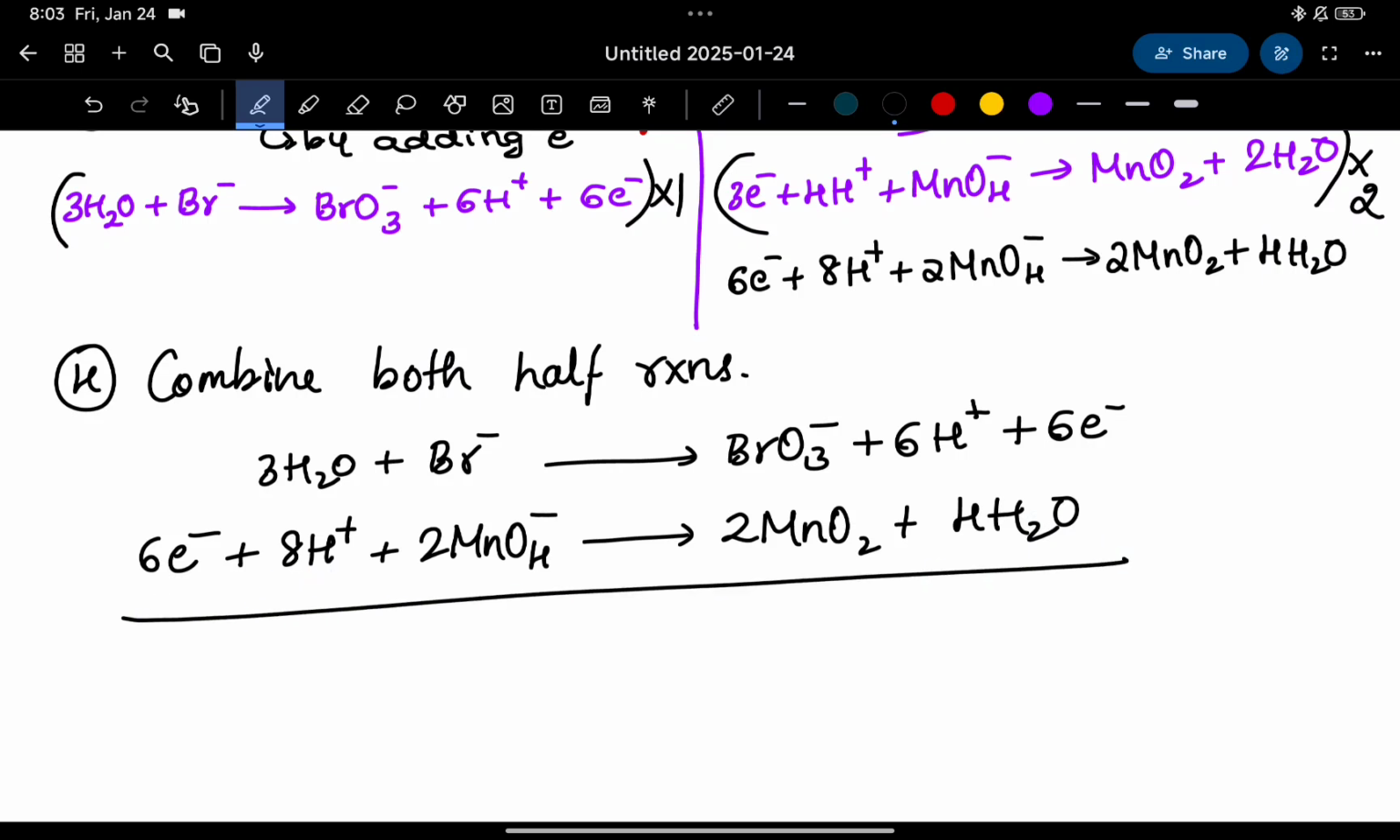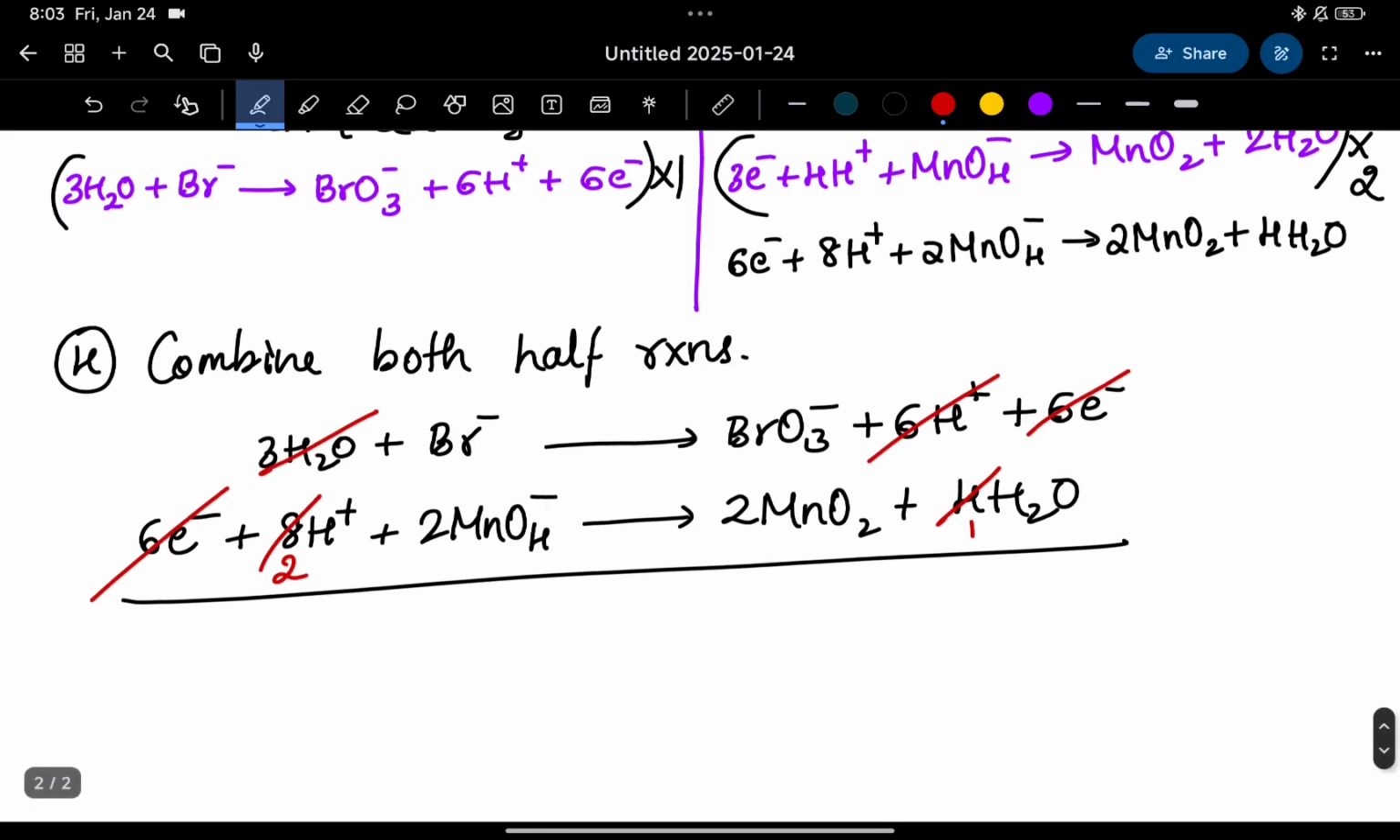So we just need to combine them. Now when you are combining, you just see whether you can cancel anything or not. See here on the left hand side of the arrow we are having 3 water molecules. Here on the right hand side we are having 4 water molecules. So I can cancel these 3 water molecules, and 1 water molecule will remain as it is. Next, left hand side we have 6 electrons, here also 6 electrons, they get cancelled. Here we have 6H+, here we have 8. If I cancel 6, 2H+ will be remaining. Apart from this, I don't think anything we can cancel.